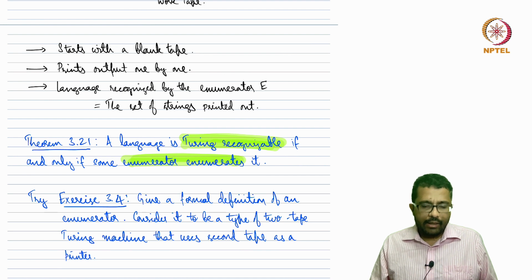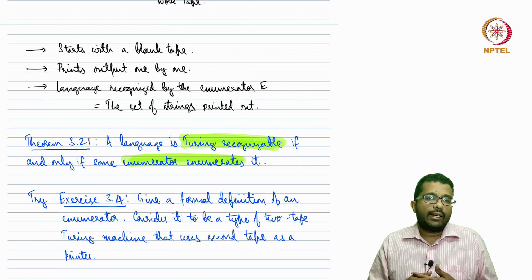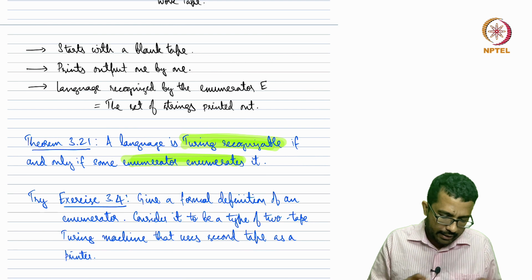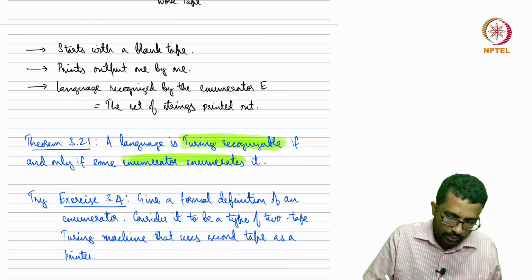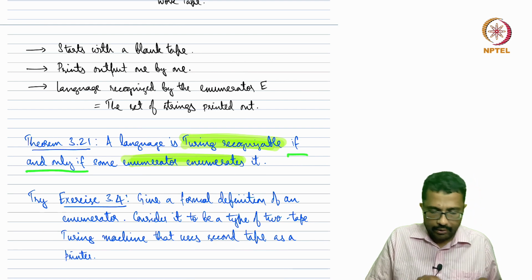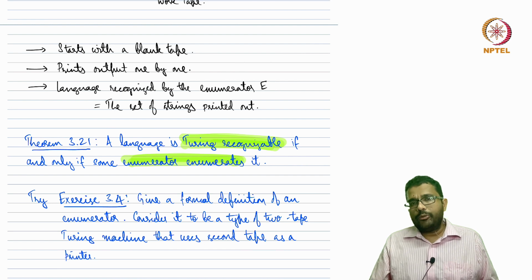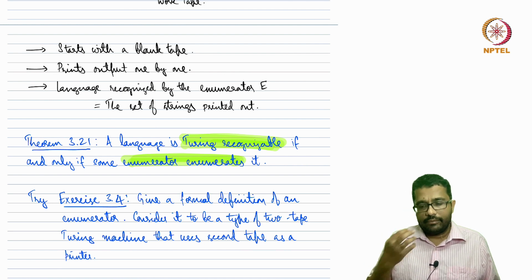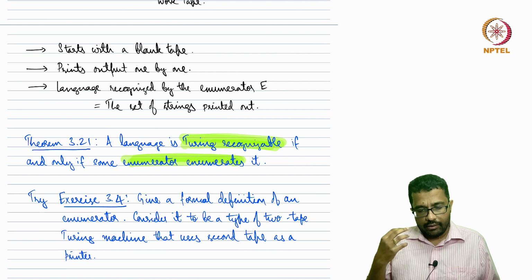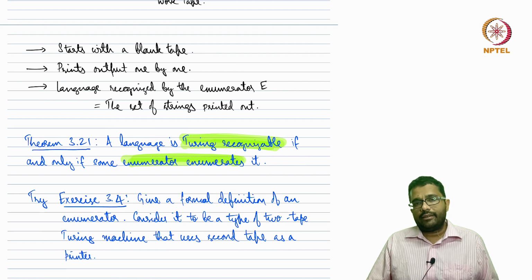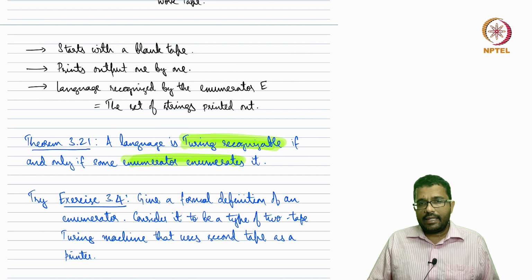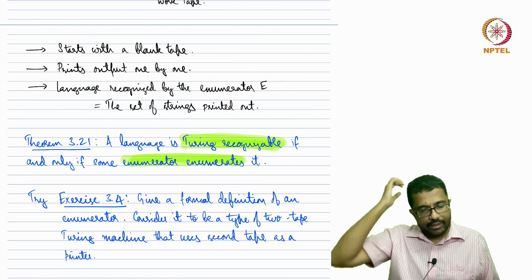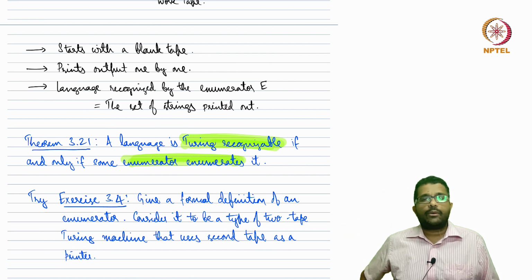So if there is some enumerator enumerating a language, okay, before that, it's if and only if, right? So if an enumerator enumerates a language, then I can have a Turing machine that simulates the enumerator and checks whether the given input string is printed out. So that is one direction of the proof. The language recognized by the Turing machine will be the same language.